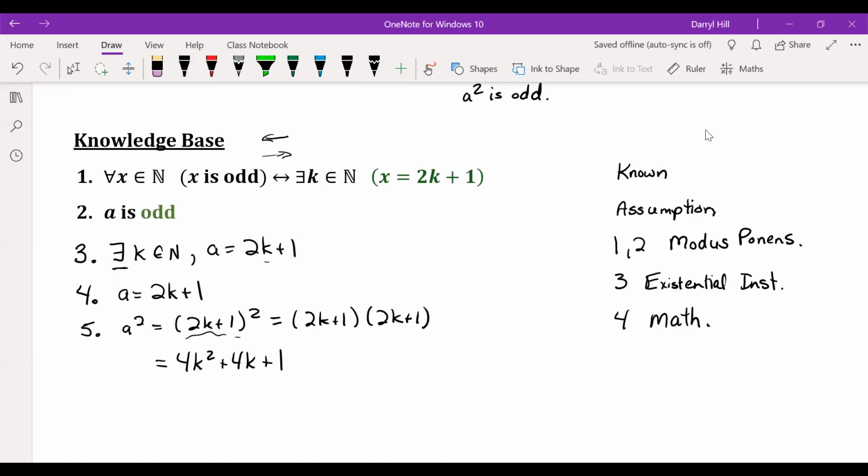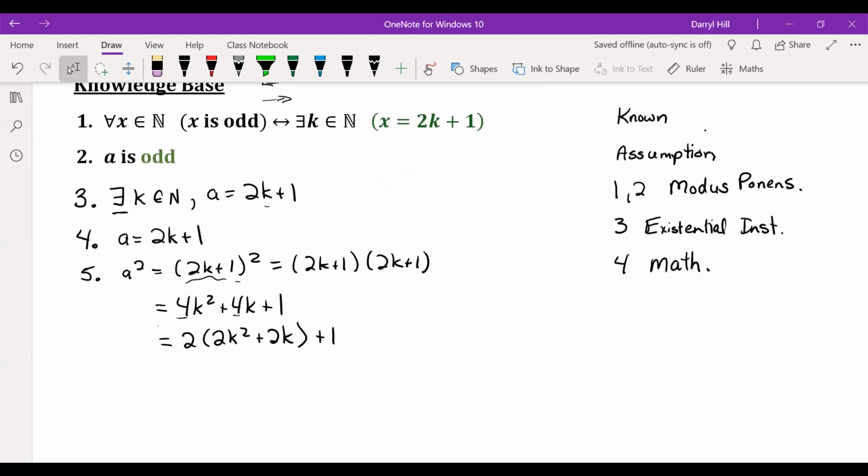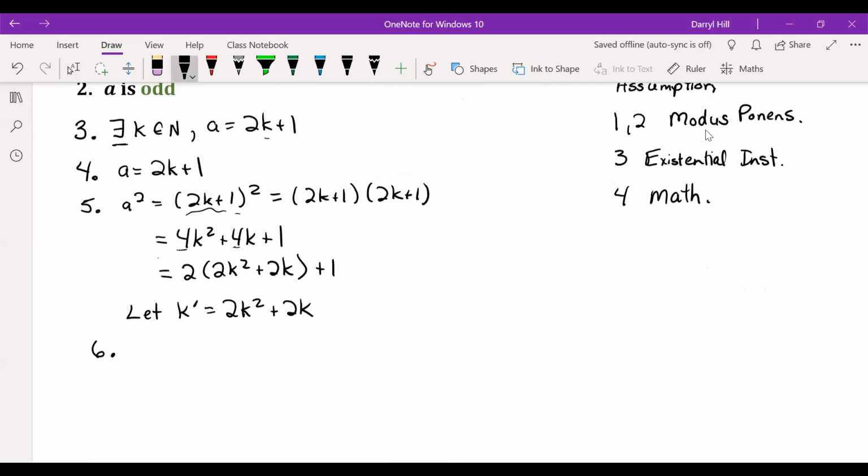So now we're going to break this down even further. We're going to say this is equal to 2(2K squared plus 2K) plus 1. So we're taking out 2 as a common factor from 4K squared and 4K, so these two things are still equal. And then we're going to let K prime equal 2K squared plus 2K. So then, at 6, we could say A squared is equal to 2 times (2K squared plus 2K) plus 1, which is equal to 2K prime plus 1.